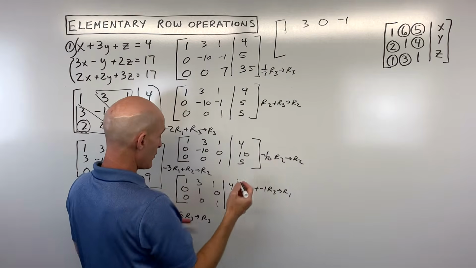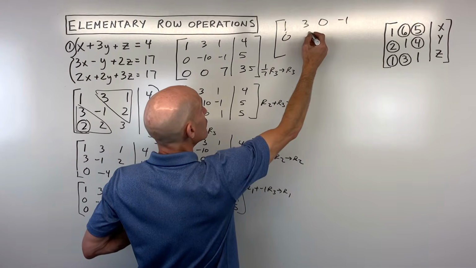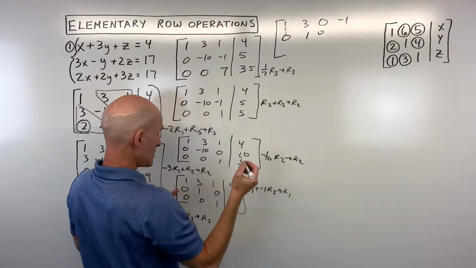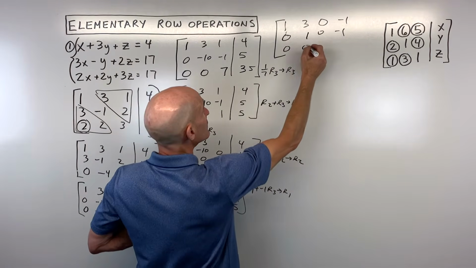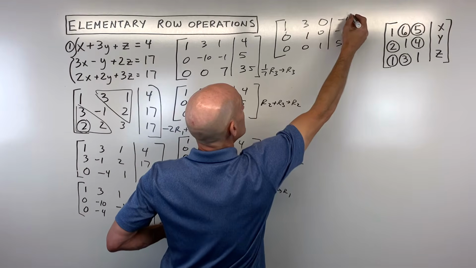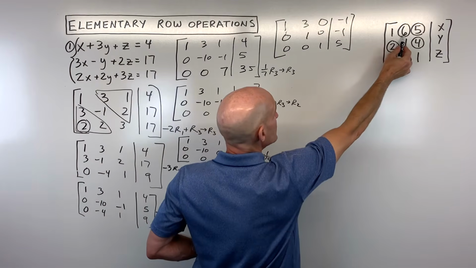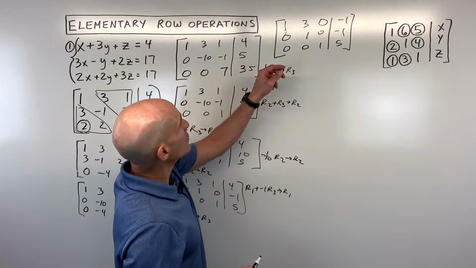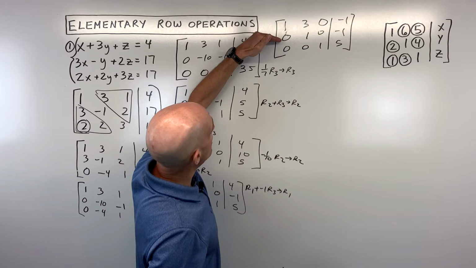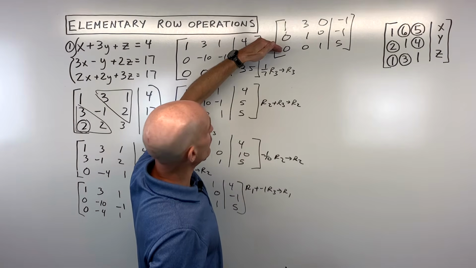Okay, and then the other rows are just going to stay the same. So 0, 1, 0, negative 1, and 0, 0, 1, 5. Okay, now we're just going to do this last one here, number 6. We have to get this one 0. And which row would you combine? Would you combine row 1 and row 2 or row 1 and row 3?